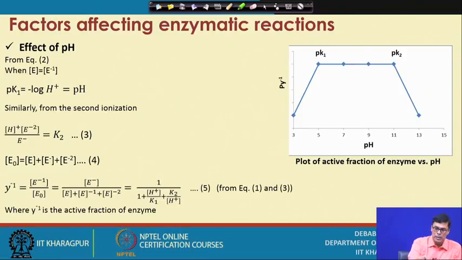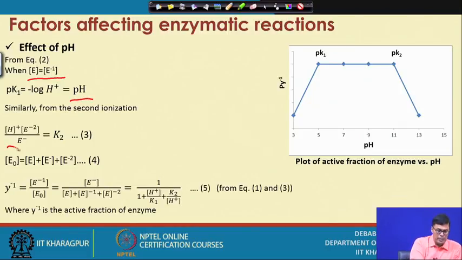If we assume that E equal to E minus 1, then that is with log 1, that means log 1 equal to 0, and then we can write pK1 equal to minus, then this is equal to pH.